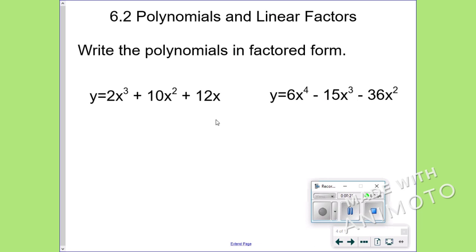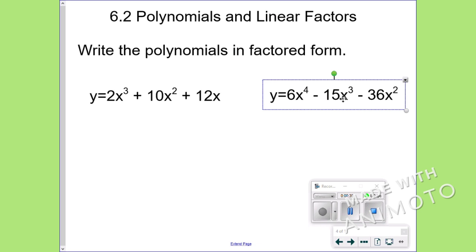So here are two different polynomials. Let's write them in factored form. I'm going to do the second one, and then I'll have you pause the video and do the first one. So let's first look at this. We have y equals 6x to the fourth minus 15x cubed minus 36x squared.